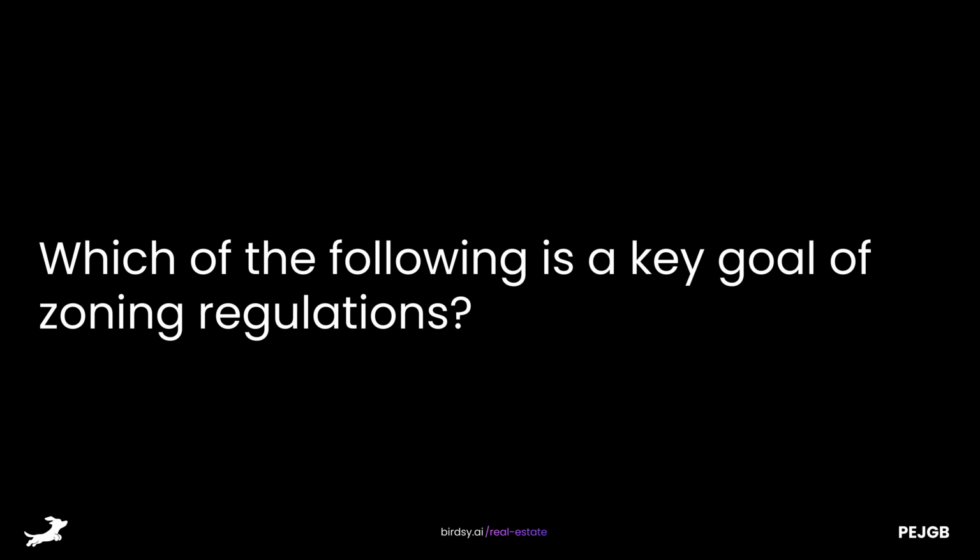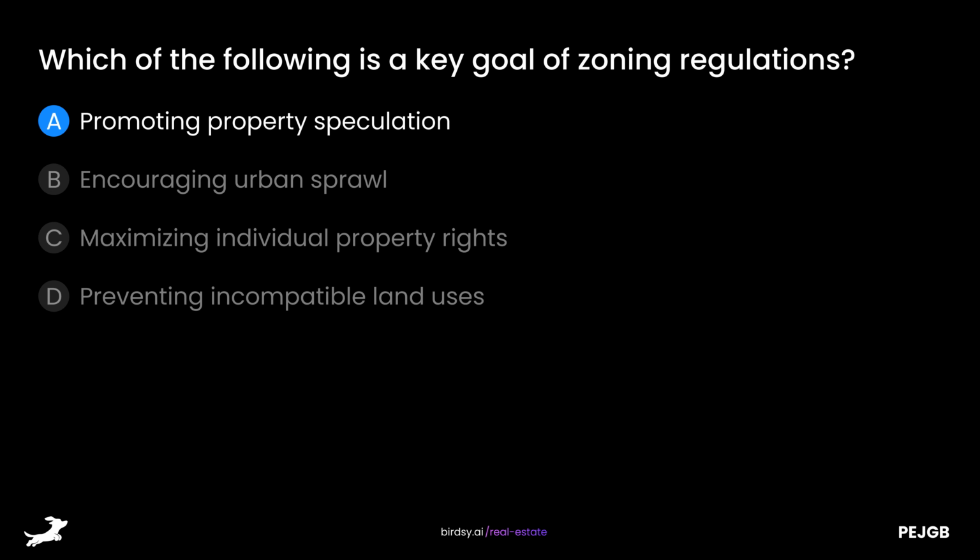Which of the following is a key goal of zoning regulations? Is it A, promoting property speculation, B, encouraging urban sprawl, C, maximizing individual property rights, or D, preventing incompatible land uses? The answer is D, preventing incompatible land uses.